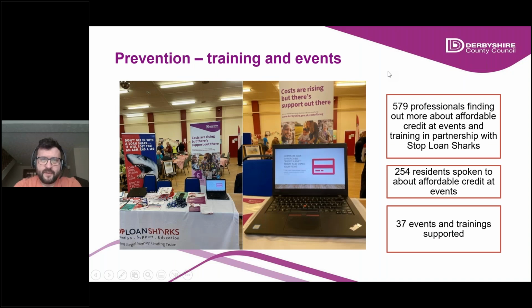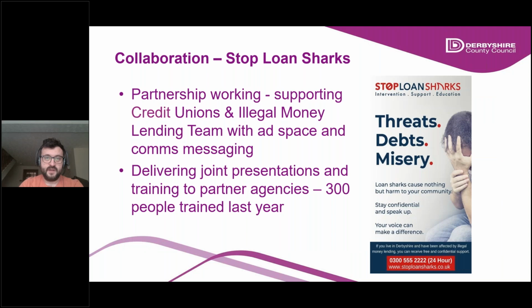We also are out and about quite a lot. I think Phil and Simon both mentioned that the best way to tell people about credit unions is to spread by word of mouth. And any event that's running across the county, I'm there. As you can see from the pictures, I'm also with our partners from the Illegal Money Lending Team, talking about loan shark prevention and talking about the credit union movement, which is really important. So far, we've talked to 579 professionals and 254 residents at 37 events across the county.